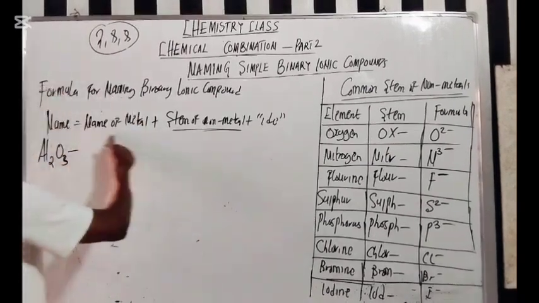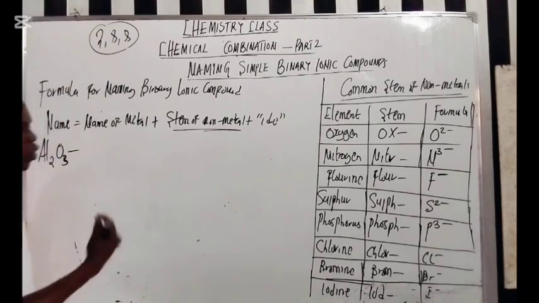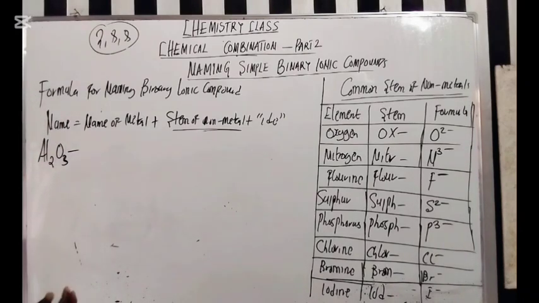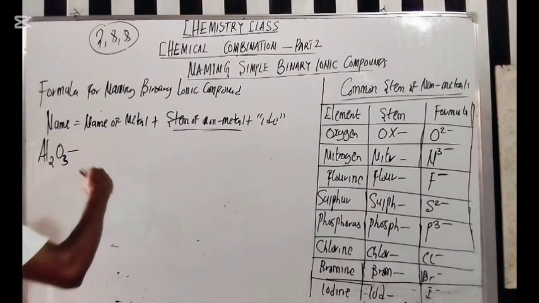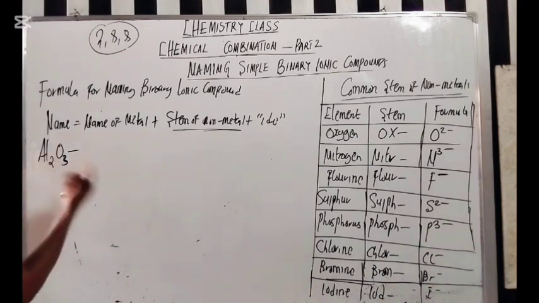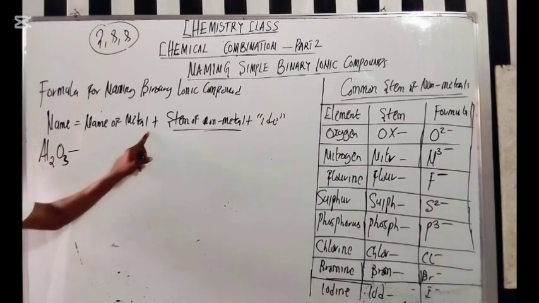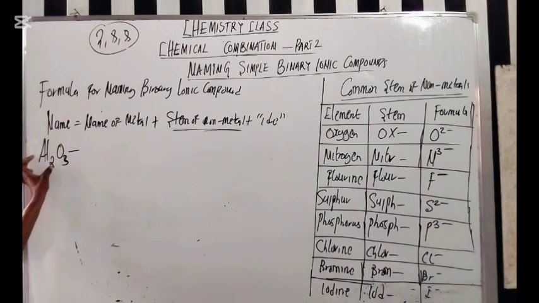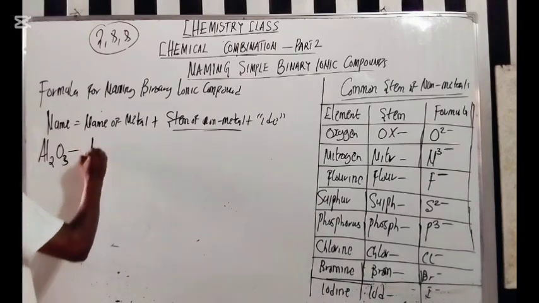So this is the formula to name an ionic compound. As far as a binary ionic compound, this is the formula you make use of, right? So it's very easy here. So how do you name it here? Name of metal. Al. What is the name of Al? It is aluminium. So it's going to be aluminium.